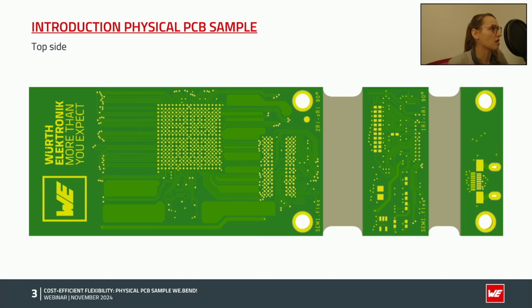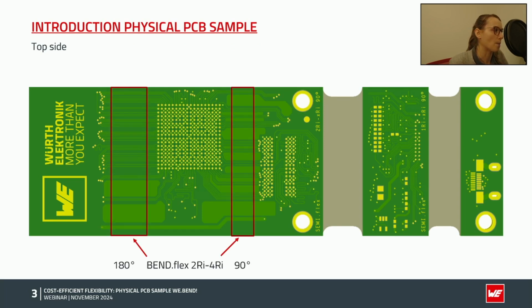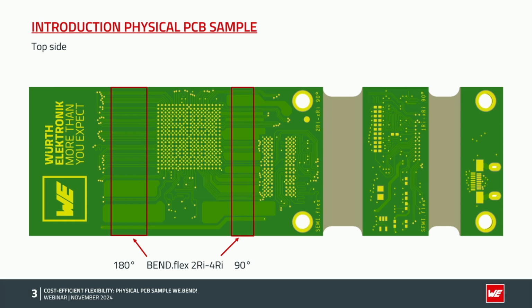The first areas that I would like to show you are the BEND.flex areas. The BEND.flex technology is based on the RIGID.flex technology, but in this case we do not use polyimide, we use only FR4. So also in the flex area we have pure FR4. We have here a special production process so that the FR4 is not damaged by the deep milling, and so it's very smooth and can be bent very well.